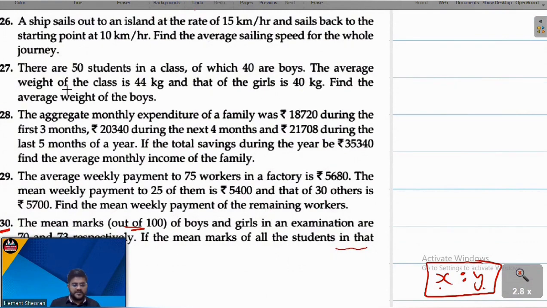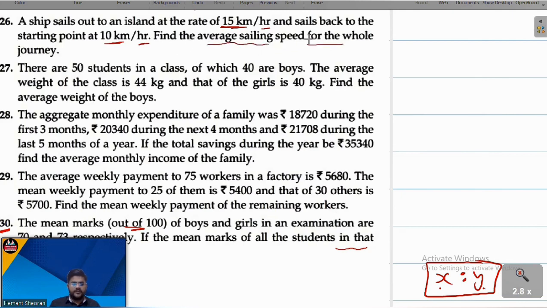So 26, 12.5. 12.5 is incorrect. It's just 12. What's the mistake you did? They are saying a ship sails out to an island at the rate of 15 kilometers per hour and sails back to the starting point at 10 kilometers per hour speed. So find the average sailing speed for the whole journey.